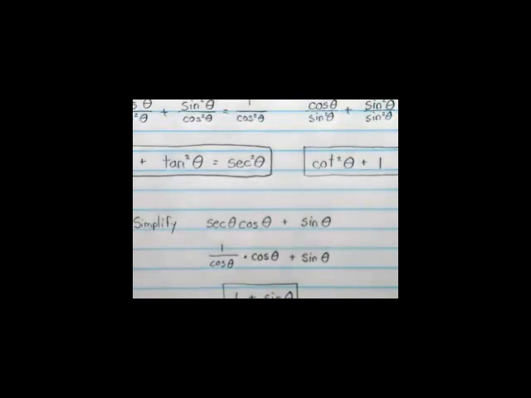Okay, so that one was pretty easy. So let's ramp it up just a little bit. Okay, so still have these identities kind of at the ready, but I'm going to make an expression that's got just a little bit more going on here.